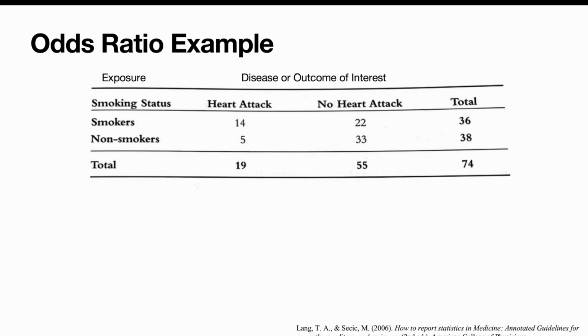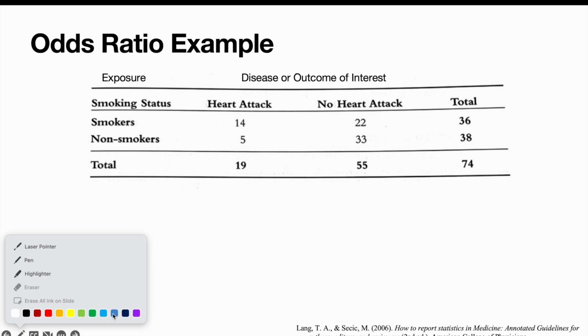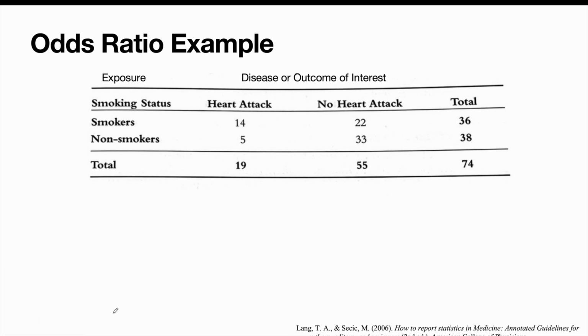One more odds ratio example. We're going to use some numbers this time. And this right here is going to be our 2x2 contingency table. We are going to look at people who have had a heart attack and people who have not had a heart attack and their exposure. So right here would be our 2x2 contingency table.